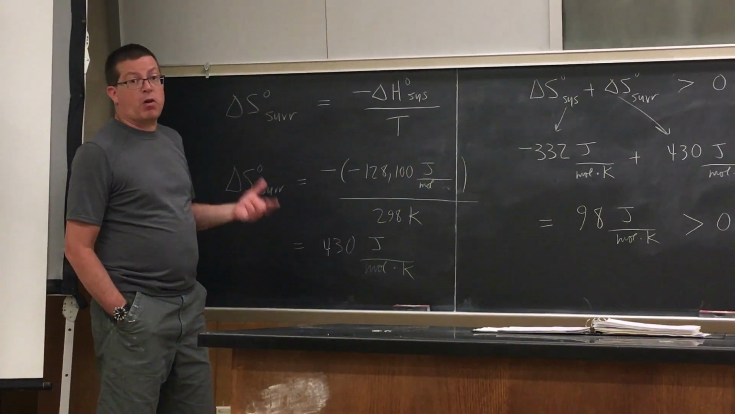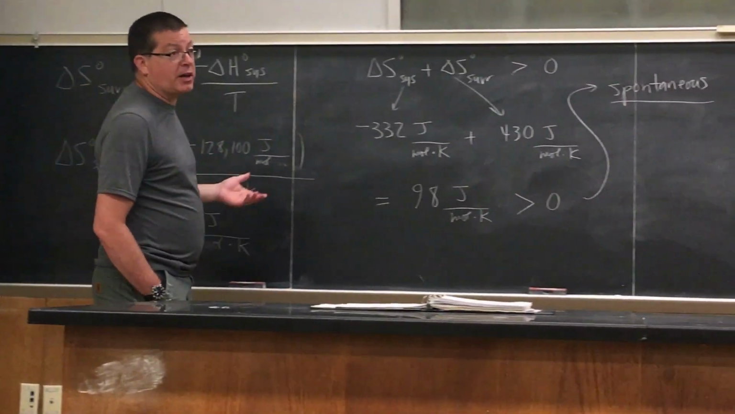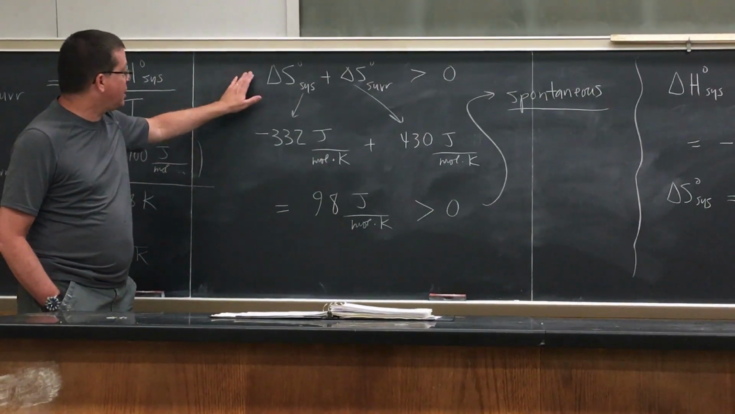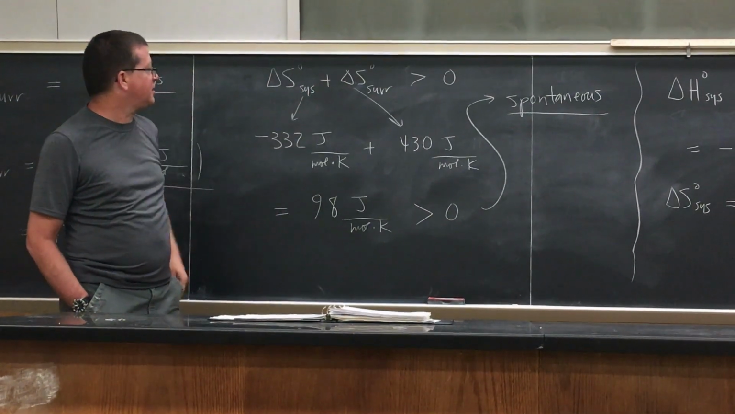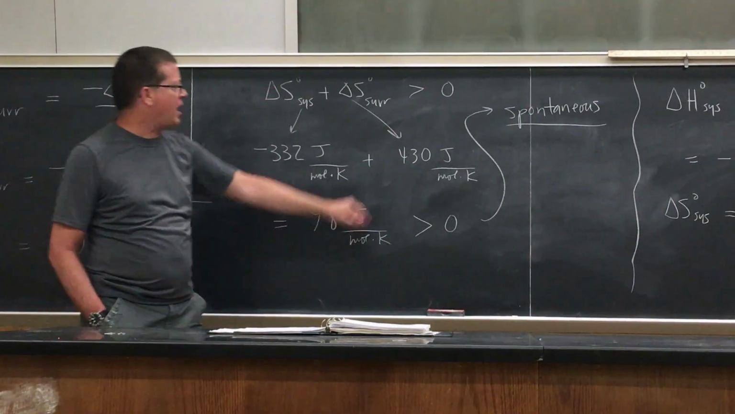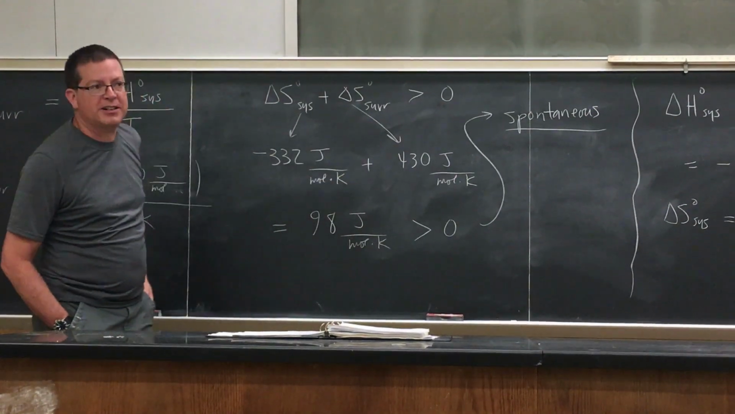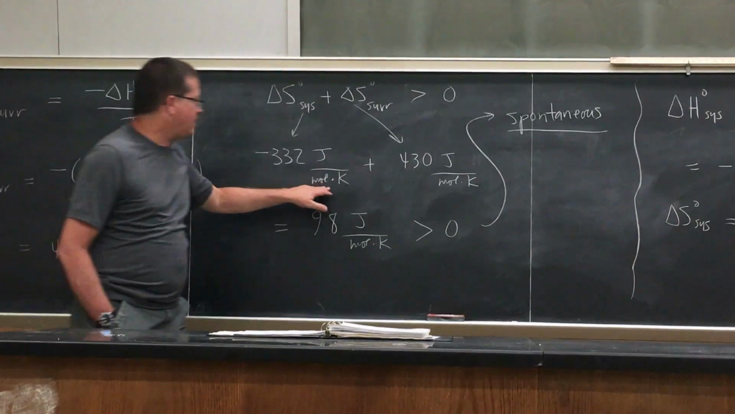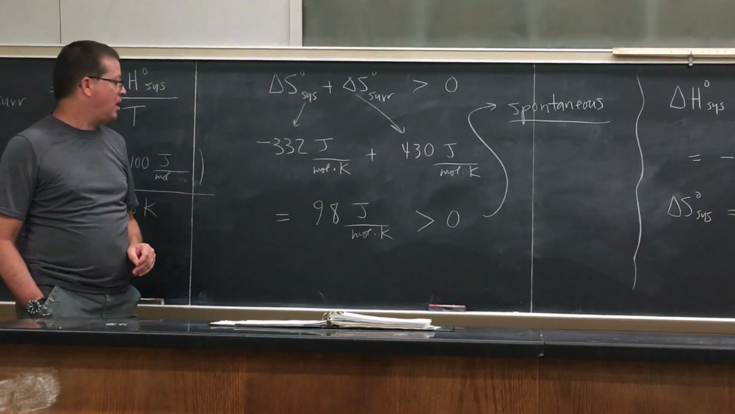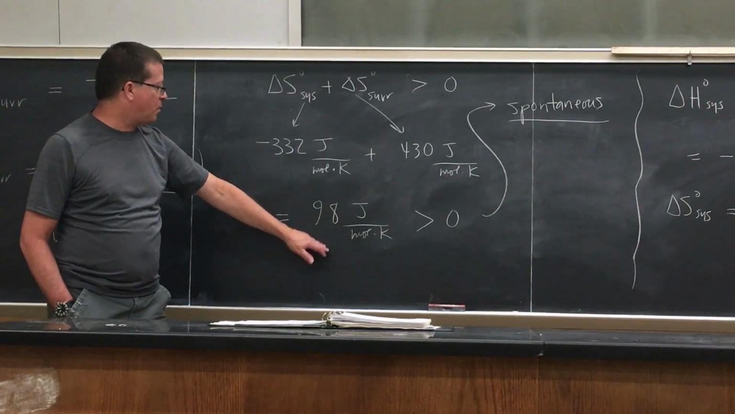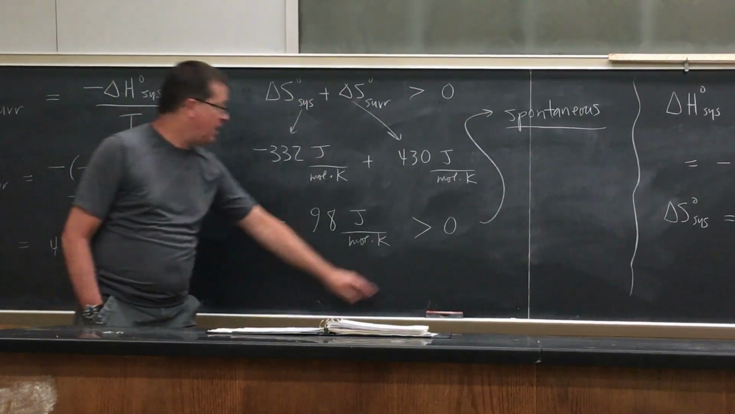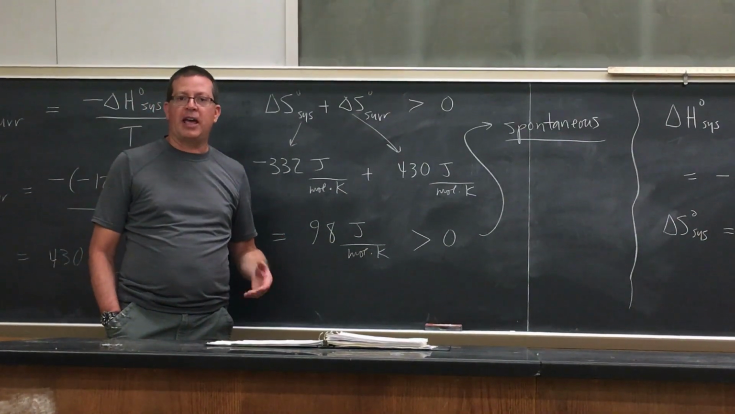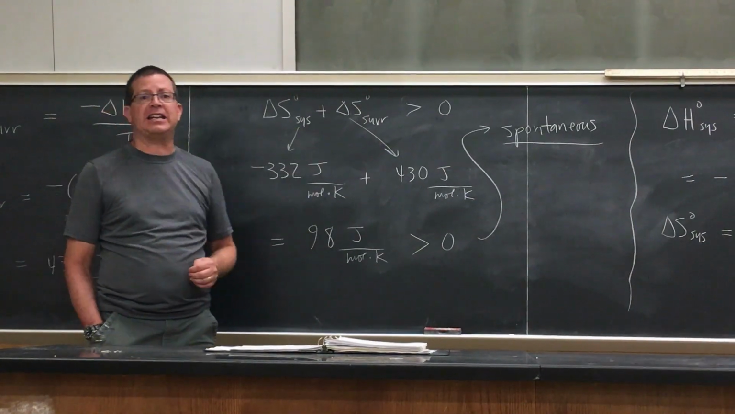Now, what's my requirement for spontaneity? Well, my requirement for spontaneity is that the delta S of the universe, which equals the delta S standard state of the system plus the delta S standard state of the surroundings, has to be greater than 0 for a reaction to be spontaneous. So if I put the correct numbers in here, and notice that the units do match up, and I add them together, I end up getting a positive 98 joules per mole Kelvin. We see that that's a positive value. It's greater than 0. So what that tells me is that this particular reaction, as it's written at 298 Kelvin, is going to be a spontaneous reaction.